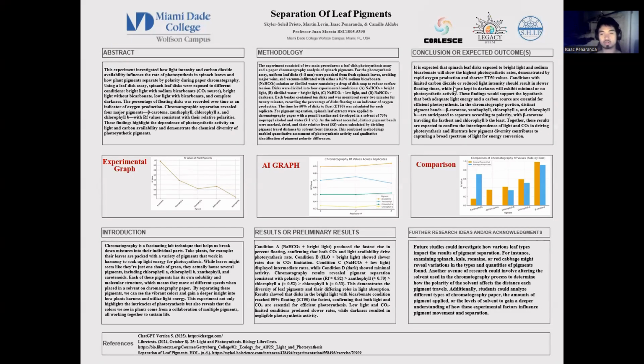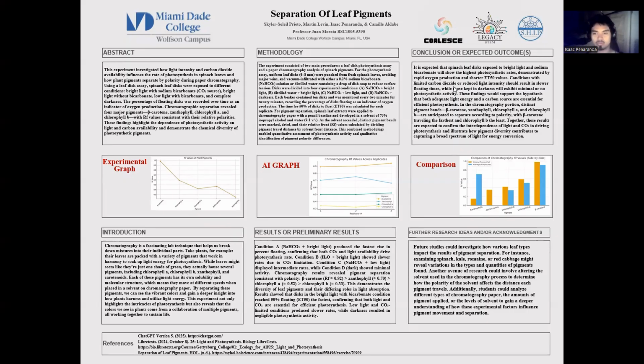And so we start with the conclusion or expected outcomes. It is expected that spinach leaf discs exposed to bright light and sodium bicarbonate will show the highest photosynthetic rates, demonstrated by rapid oxygen production and shorter ET50 values. Conditions with limited carbon dioxide or reduced light intensity should result in slower floating times, while those kept in darkness will exhibit minimal or no photosynthetic activity. These findings would support the hypothesis that both adequate light energy and a carbon source are essential for efficient photosynthesis.